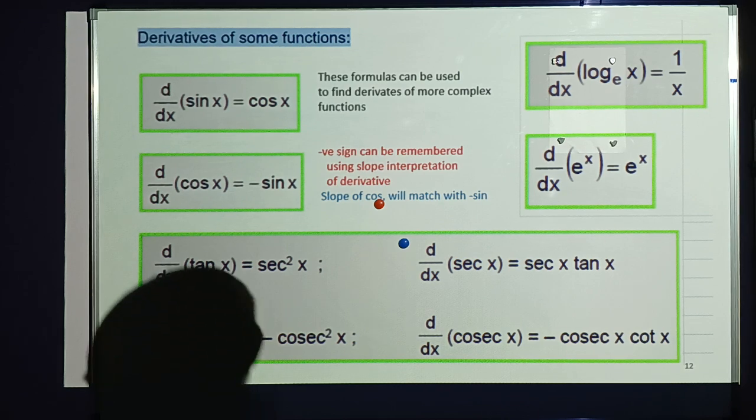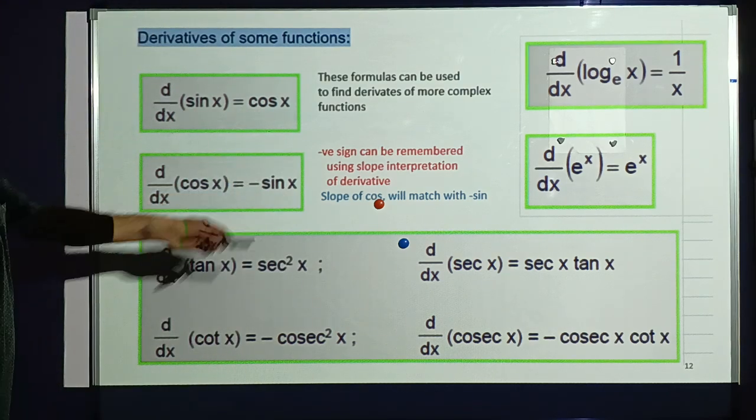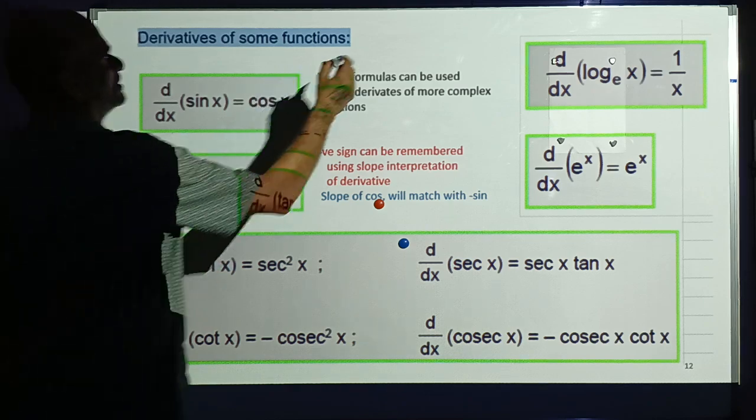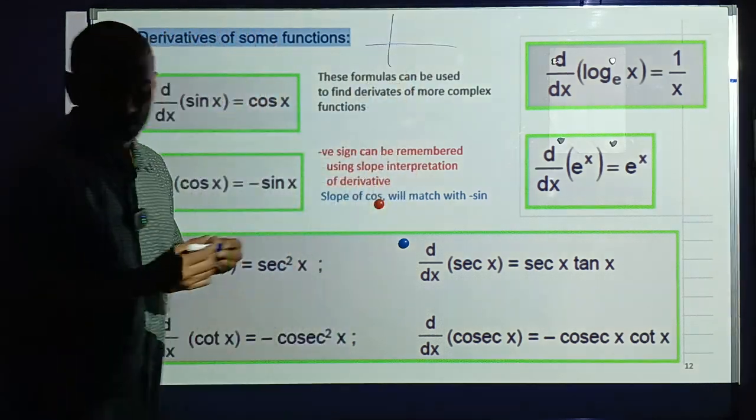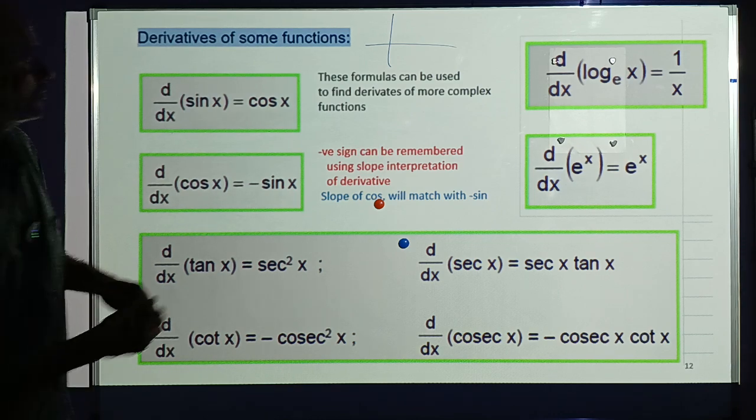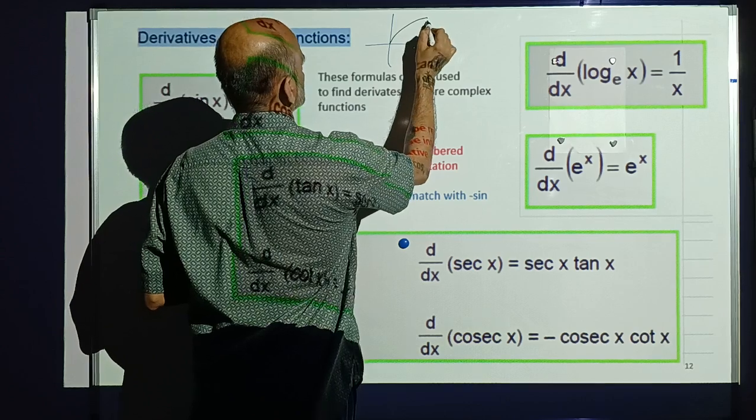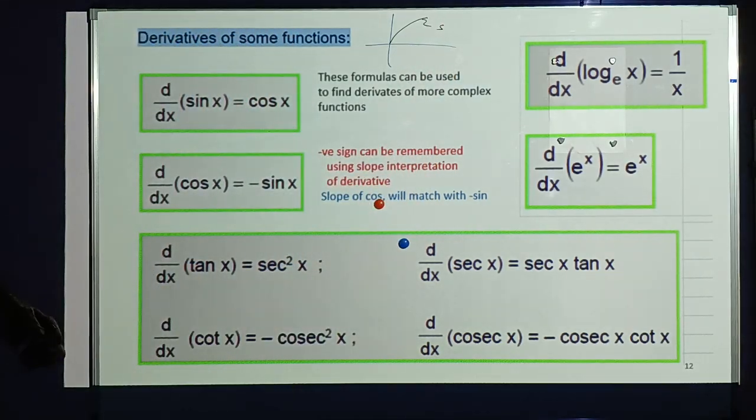One interesting thing to note is that the derivative of sine is cos, but the derivative of cos is minus sine. So how to remember this sign? One way to remember is, in the first quadrant, take the sine function. First quadrant means from 0 to 90 degrees. Sine will go like this. This is the sine function. And then cos 0 is 1.